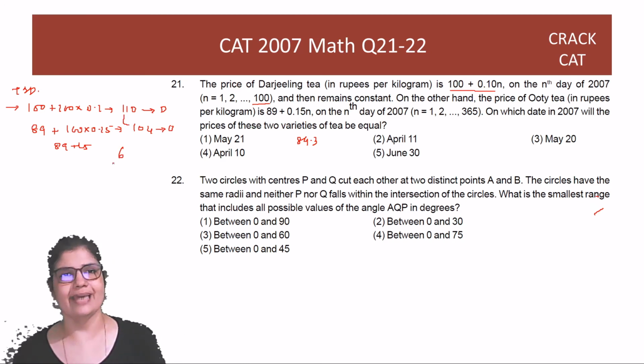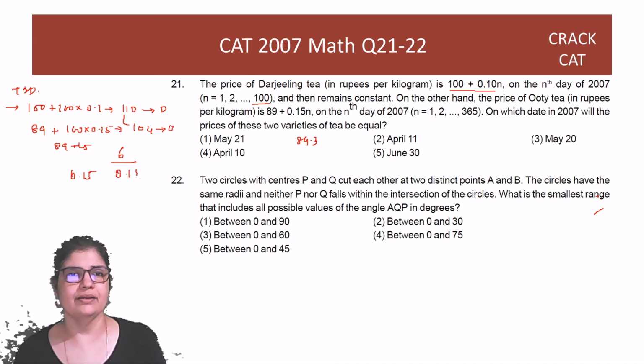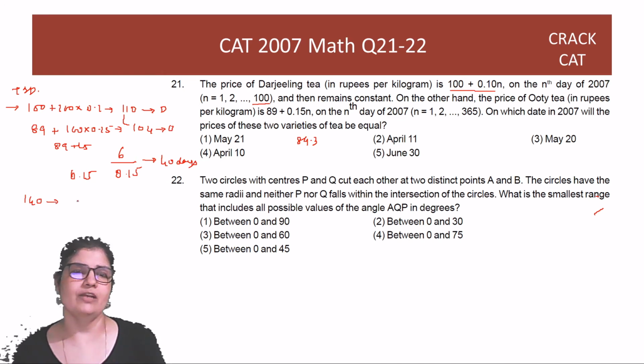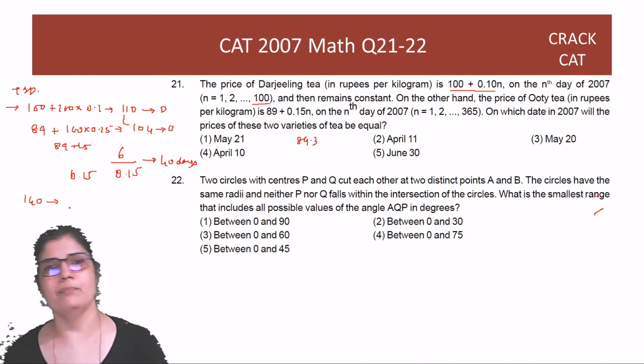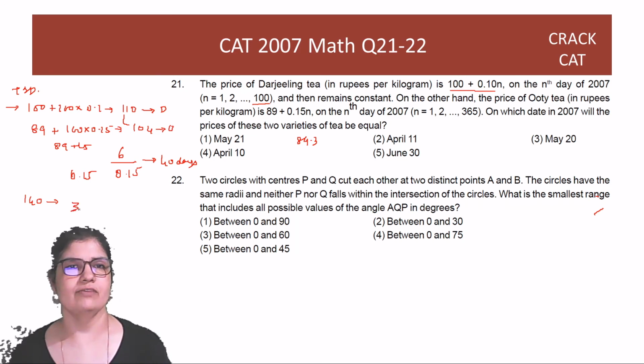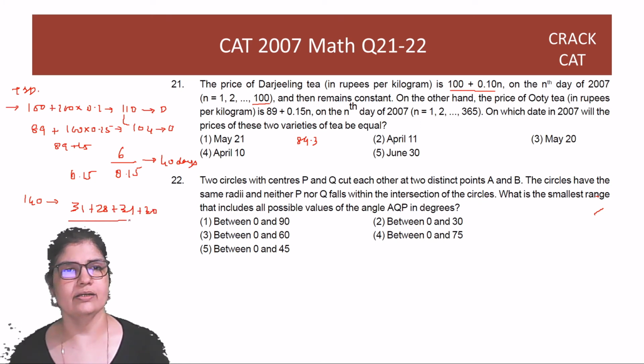To close this gap, Ooty is running now. Darjeeling is no longer running. Darjeeling is constant. Ooty is running at the speed of 0.15. Correct? So Ooty will take another 40 days to overtake. So 140 days from the beginning of the year. Correct? So if I look at January, February, March and April, that is 31, and this is which year, guys? 2007. तो leap year नहीं है. 28, 31 and 30. So ये 120 days हो गए, and then another 20 days in May. So your answer is May 20.